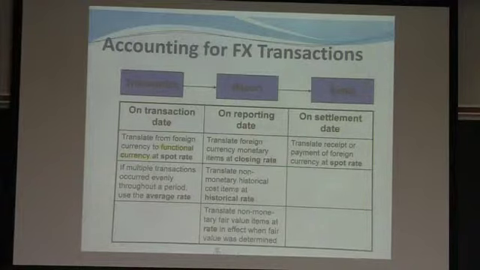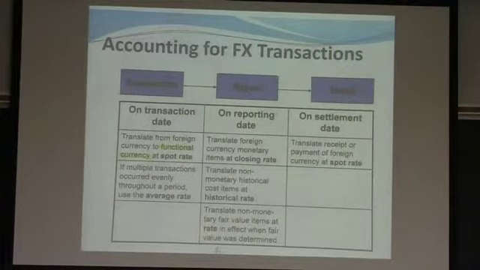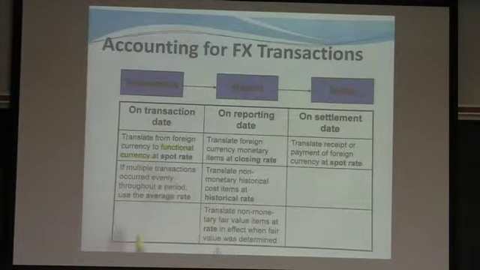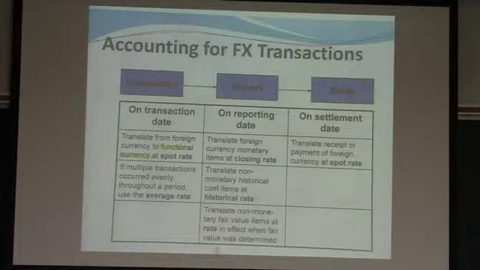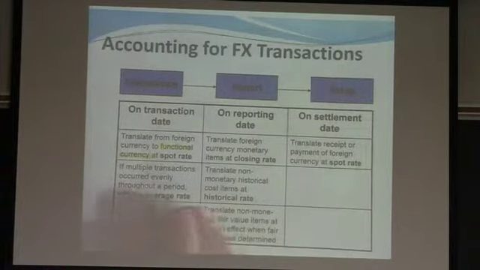Now, if the transactions happen to be multiple transactions that occurred evenly throughout the year, we often use the average. And in fact, our standards allow us to use the average as the estimate for foreign exchange on the individual transactions. So the question will say that these transactions occurred evenly, and therefore we're allowed to use the average rate.